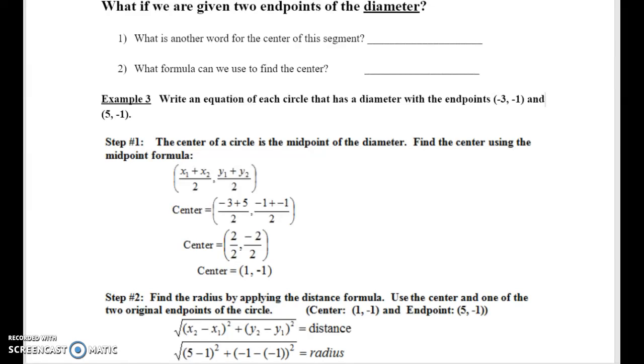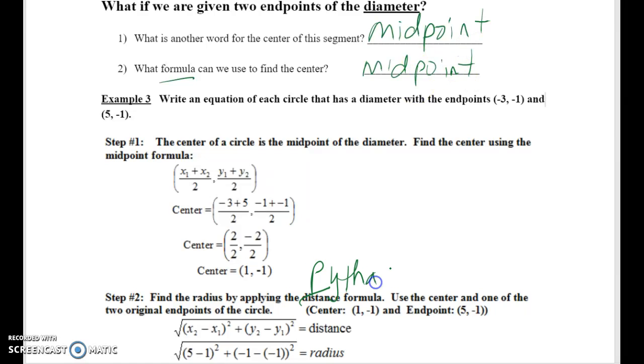Unit 10, Lesson 1. So what if we are given two endpoints of the diameter and they ask us to either identify the center and the radius or to write the equation of the circle that has a diameter of those endpoints? So what is another word for the center of a diameter? That would be a midpoint, right? It is the middle point of that segment. And so what formula can we use to find the center? We can use the midpoint formula. And again, down here, this is the Pythagorean theorem. This is what we just did.